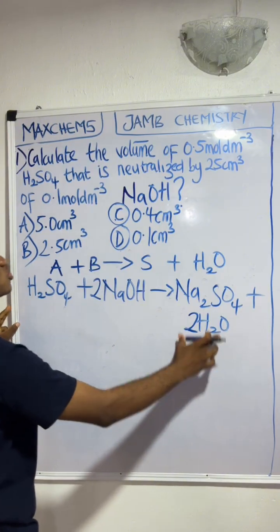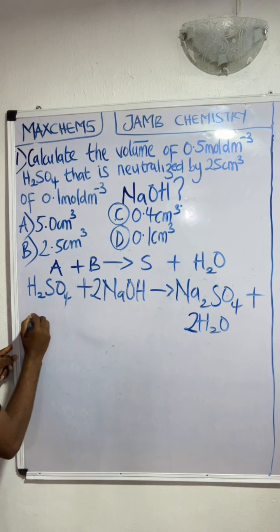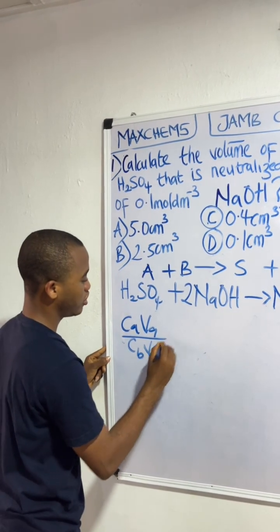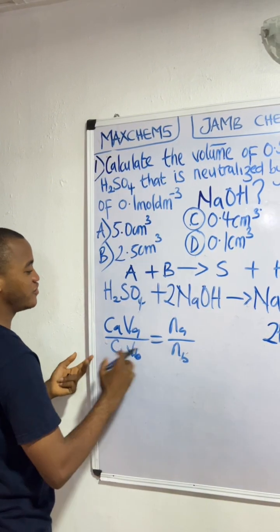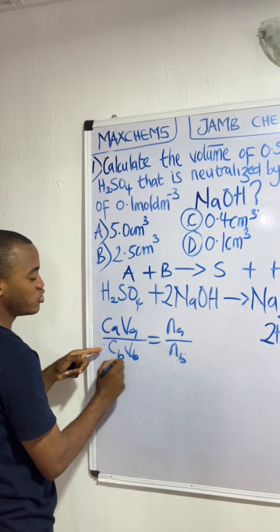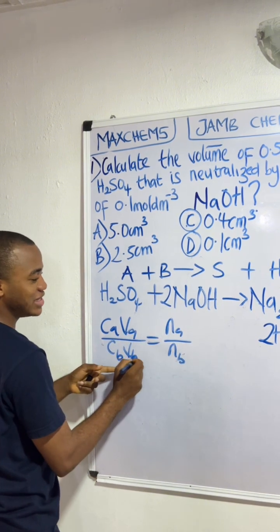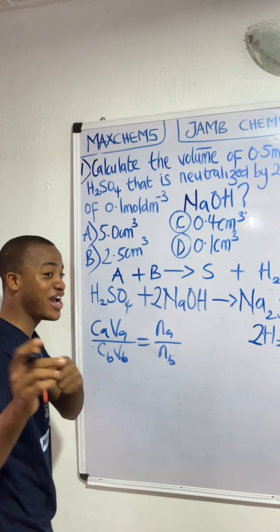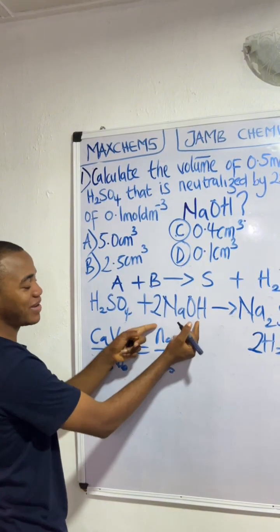What formula are we going to use to solve this question? We know our normal volumetric analysis formula, which is CaVa over CbVb equals Na over Nb. Now what is the meaning of what I just wrote? Ca is concentration of acid in moles per dm cube. Cb is concentration of base in moles per dm cube. Va is volume of acid in dm cube, and Vb is volume of base in dm cube. Na is the number of moles of acid in the balanced reaction. Can you see why I told you that we need to balance this reaction? And Nb is the number of moles of base in the balanced reaction.